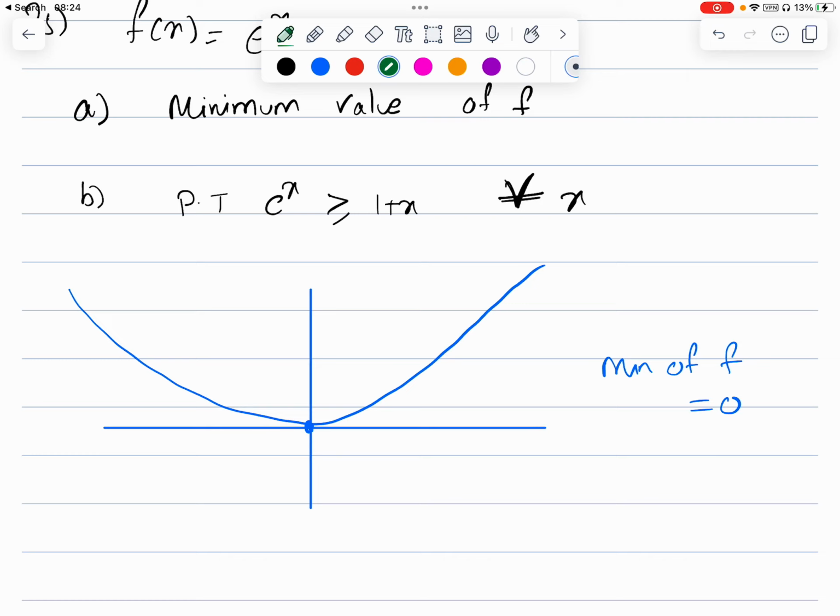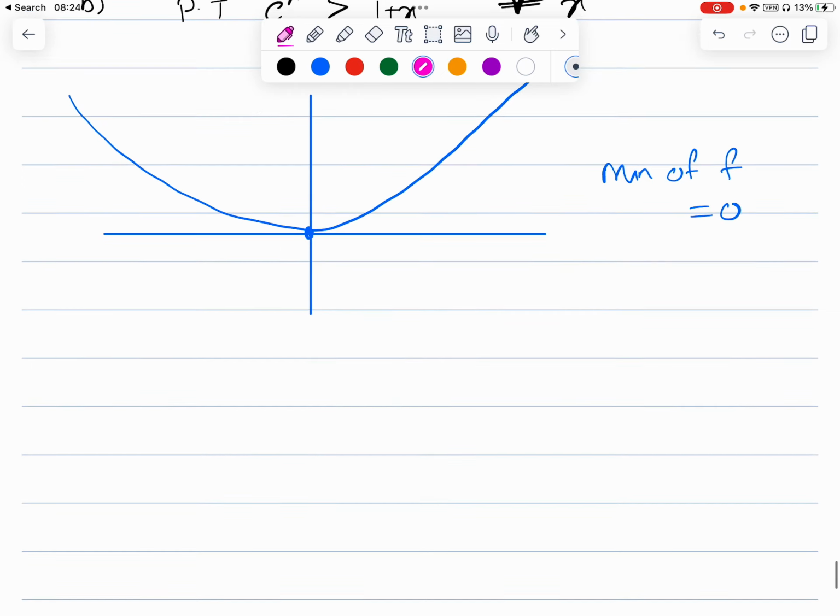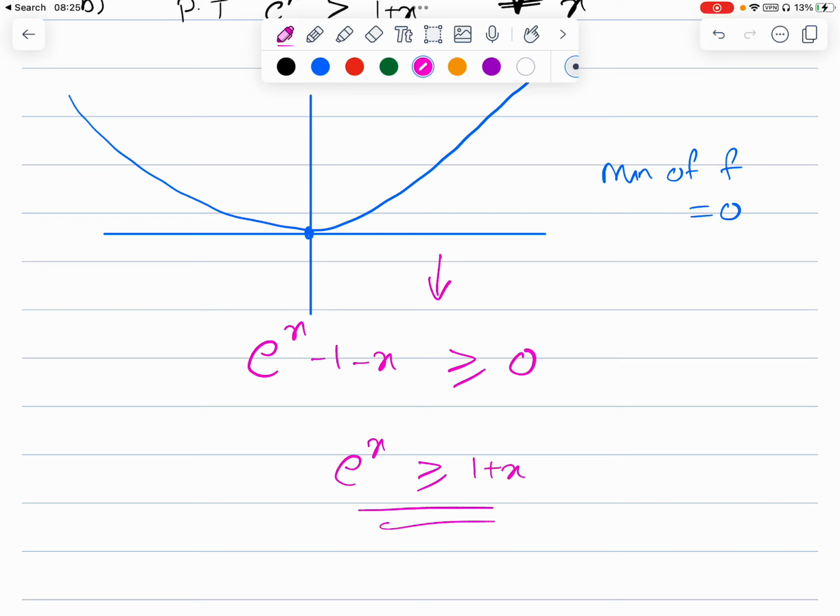Then the next part, what is he asking us to prove? That e power x is always greater than or equal to 1 plus x. So we can see that e power x minus 1 minus x is always a positive function. It is never going below the x-axis. So from there we can write that e power x is always greater than or equal to 1 plus x. From the graph itself we can say that this graph is always positive. It is never going to the negative y-axis. So therefore e power x is greater than or equal to 1 plus x.